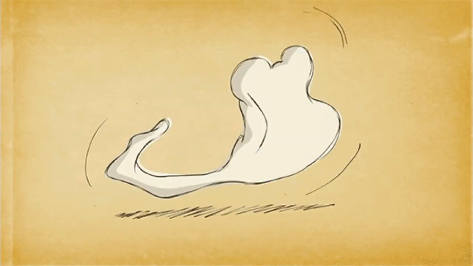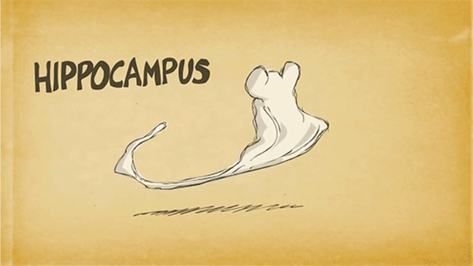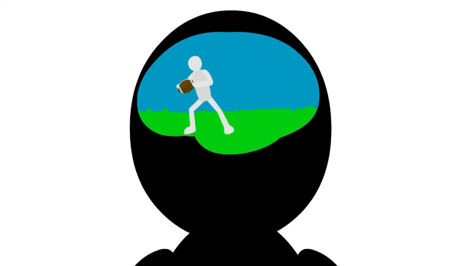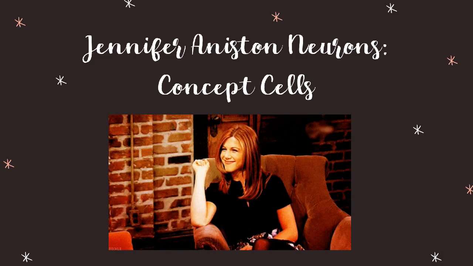Recently, the hippocampus has been implicated in several forms of memory other than spatial memory. For example, certain cells in the hippocampus have recently been shown to code for the temporal aspects of experience, which are called time cells. The hippocampus has been shown to play a role in learning about social organization, known as social space. Jennifer Aniston neurons, concept cells.